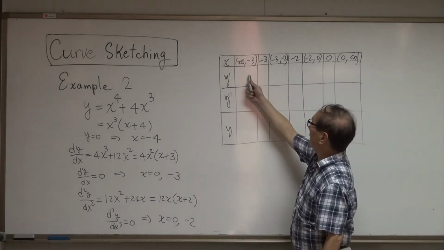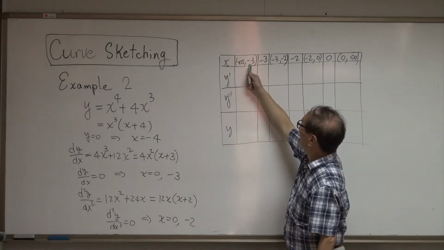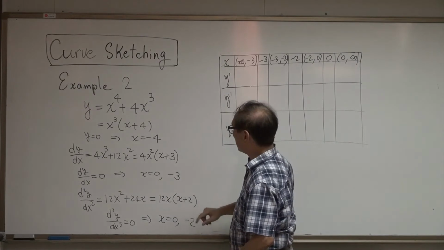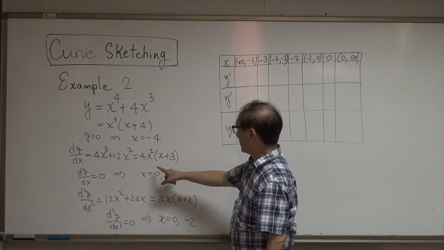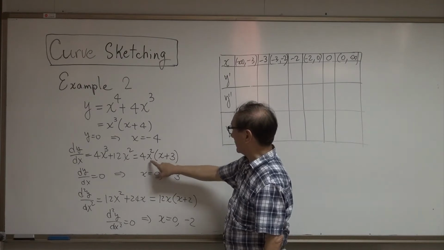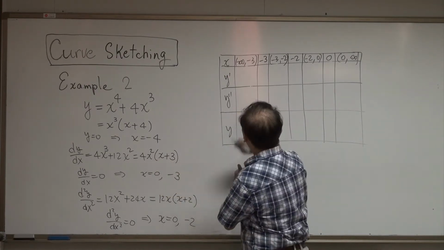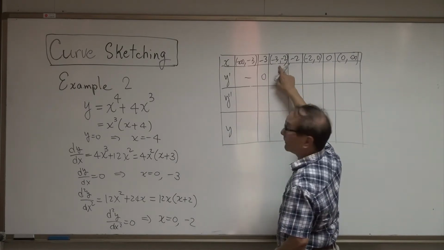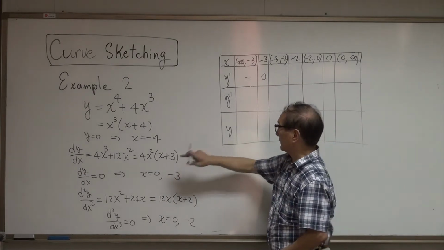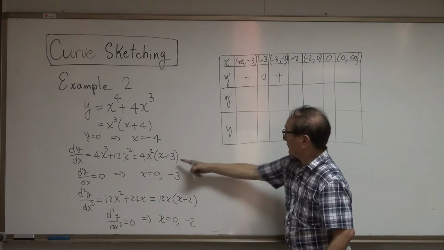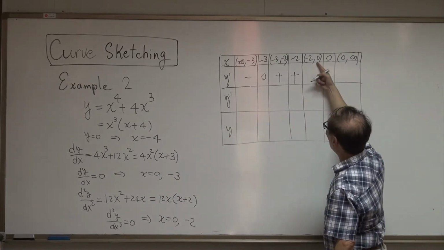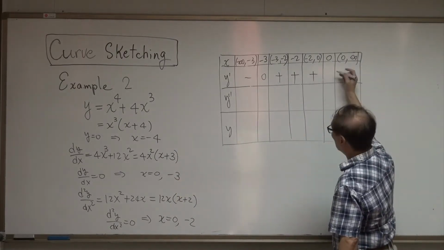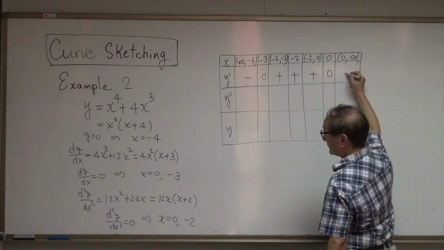To find the sign of the first derivative in this interval, we choose a number, say minus 4. Minus 4: this is always squared, so positive, and minus 4 plus 3 is negative. This is negative. Minus 3 gives 0. Here I choose minus 2.5, which gives positive. Here I choose minus 1, and minus 1 put here is positive. 0 gives 0.